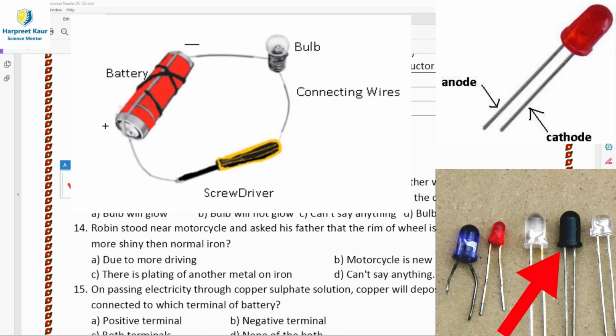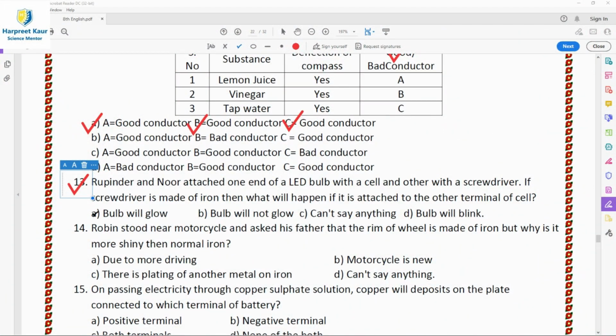So here, one end of the LED bulb is attached with the cell and the other with the screwdriver, and that screwdriver is connected with the other terminal of the cell. So that completes the circuit, and when the circuit is complete, the current will flow through the circuit. So that will cause the bulb to glow. So option A is the right answer.